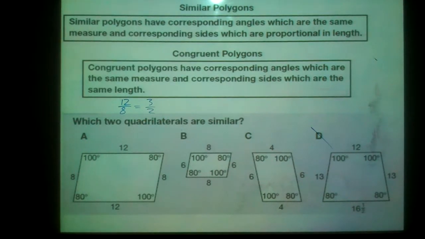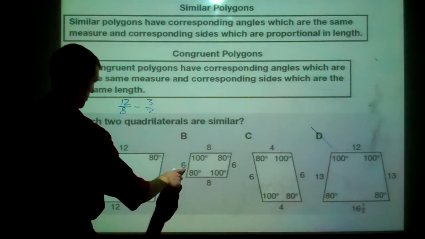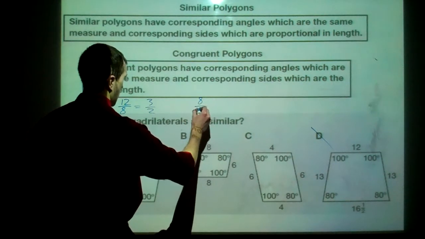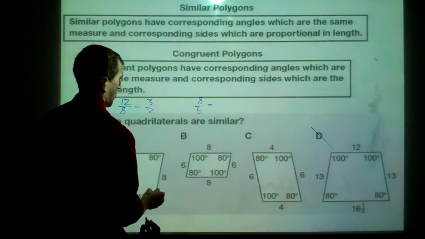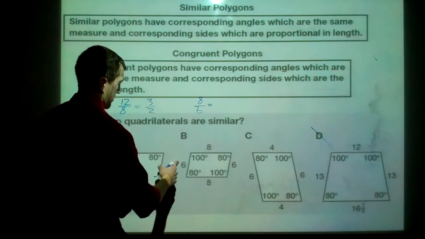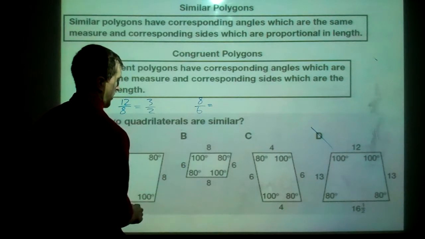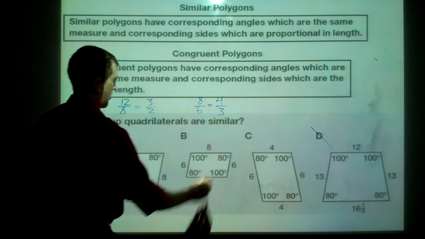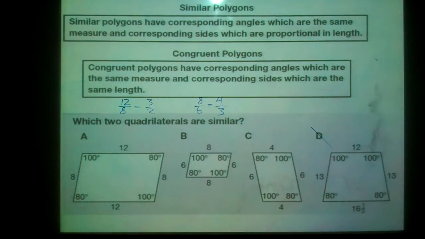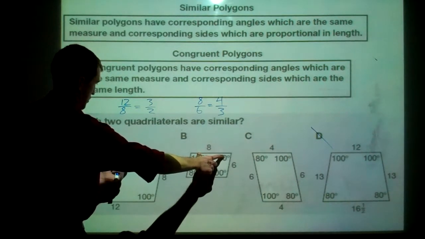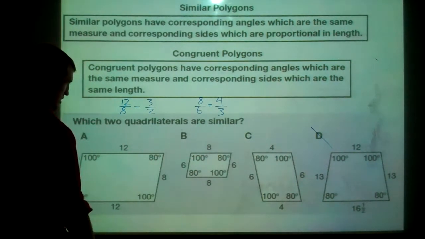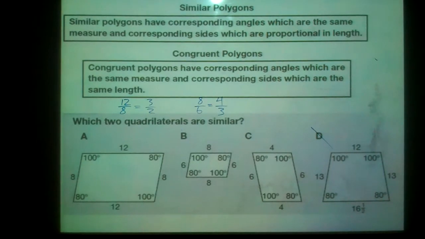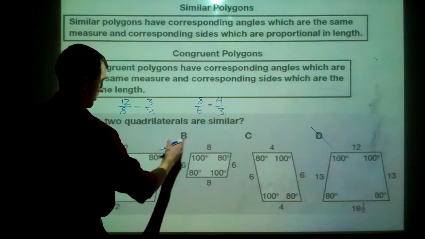Now, we should be able to do that with our 8 and our 6 as well. If we divide by 4, we can't, because 8 and 6 are both not divisible by 4. We can divide by 2, and we'll get 4 over 3. Okay? So as of right now, it doesn't look like that's going to work out, because these two sides should be proportional to these two sides. So it doesn't look like A and B are going to be similar.